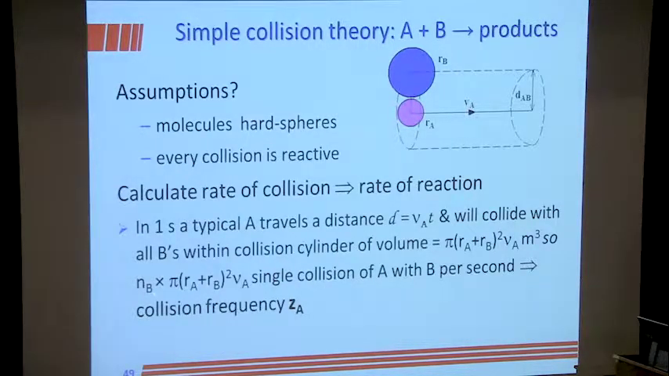The number of moles of B times pi (RA plus RB) squared times the velocity of A will be the number of collisions of a single A with B per second. And that's the collision frequency, ZA.